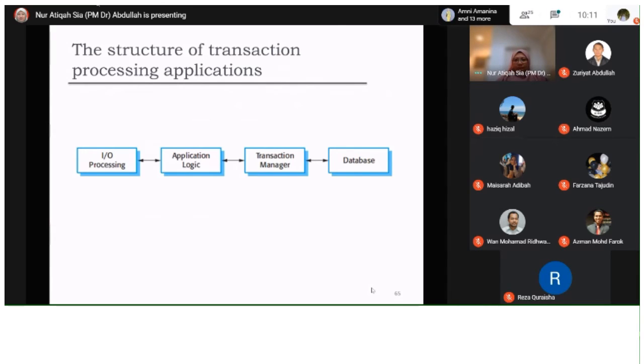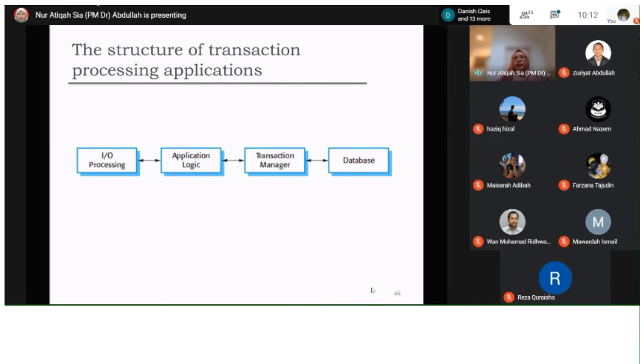Hide and filter. Okay, good. Okay, pipe and filter. Okay, pipe and filter. Bermaksud walaupun ini adalah nama dia transaction processing application, dia adalah satu application architecture.